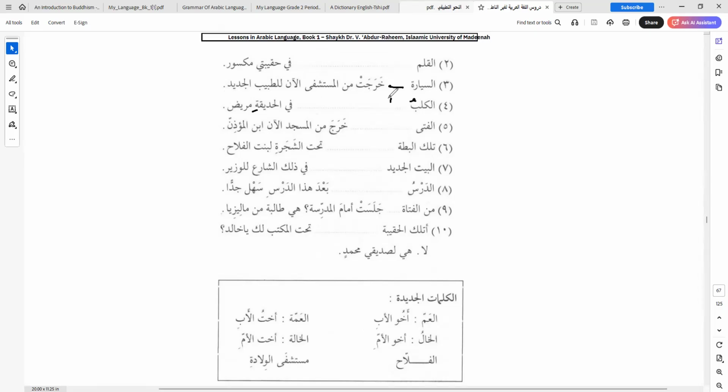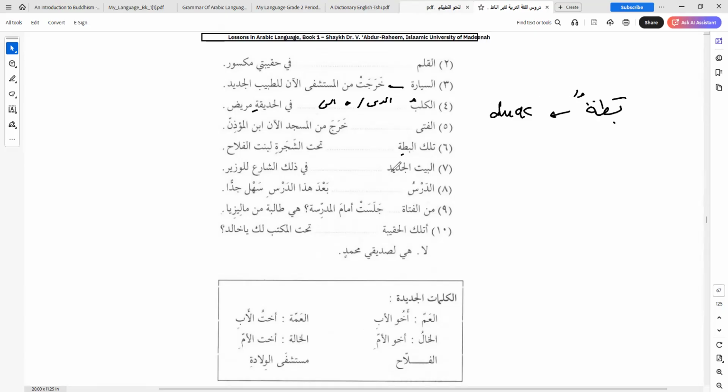So do you say الذي here or التي? الفتى dash خرج من المسجد الآن ابن المؤذن. The young man who came out of the masjid now is the son of the muazzin. تلك البطة. Remember بطة. These are all nouns we've met before, right? بطة. Duck.